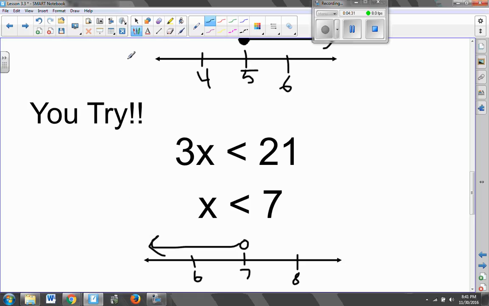All right. Now, that is all exactly the same as we did in Chapter 2. Multiplying to get a variable alone, dividing to get a variable alone. All that's different is now we're graphing our inequalities when we solve, and our answers have inequality signs, not equal signs. Okay? However, there is something different that you have to write down in your notes.